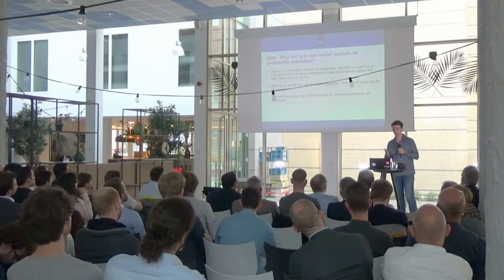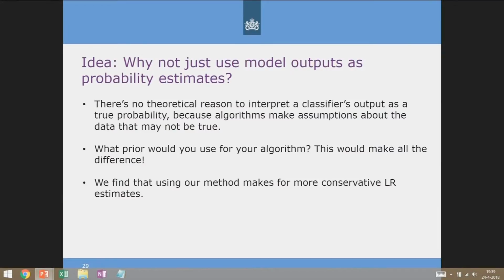So one idea, if you don't like the idea of estimating distributions and using a smoothing kernel, is to use the model outputs directly as probability estimates. So a logistic regression always outputs a score between 0 and 1. So let's say that it outputs 0.9. You may say, okay, the probability of getting these data under the prosecutor's hypothesis is 0.9, which means that the probability under the defense hypothesis is 0.1. So we divide 0.9 by 0.1, and we get a likelihood ratio of 9.